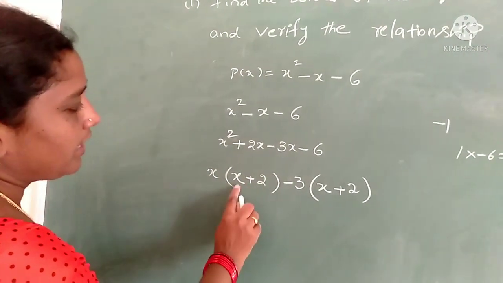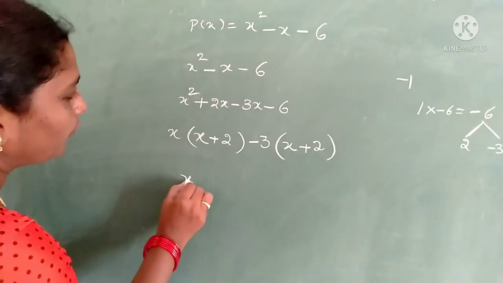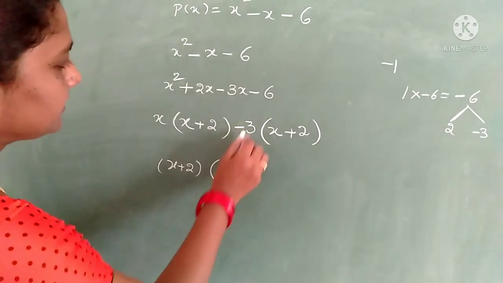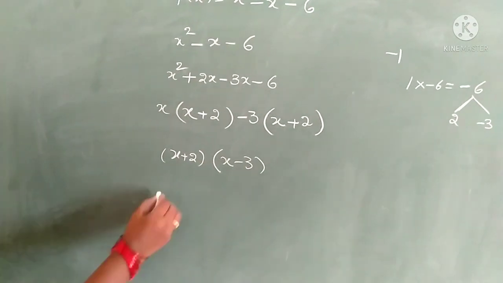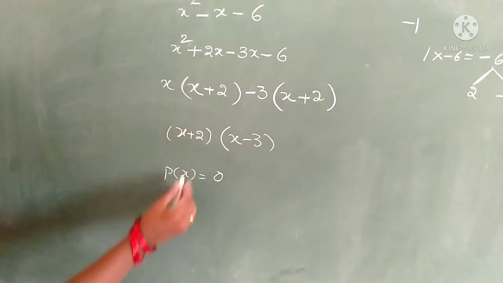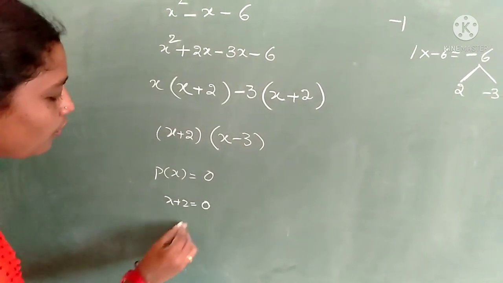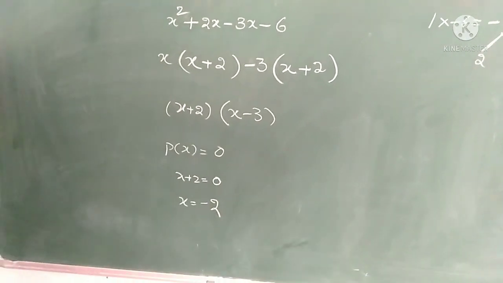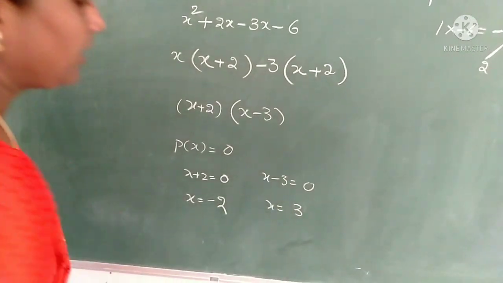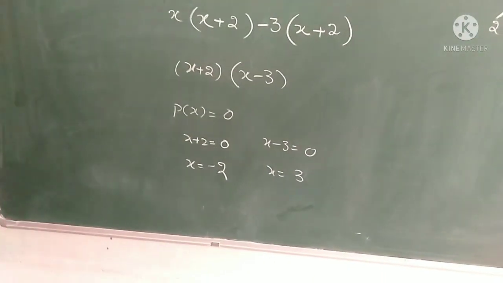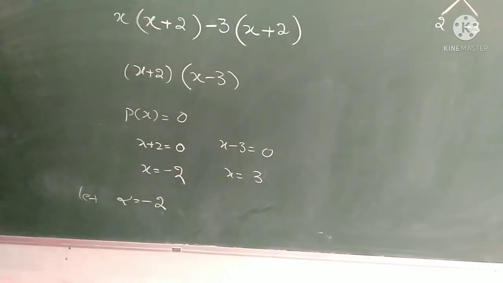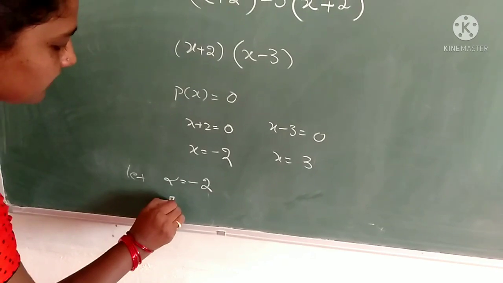Next, the common value is x plus 2. So we get the common factor x plus 2, and the remaining factor is x minus 3. Next, p of x equals 0. So we put x plus 2 equal to 0, giving x equal to minus 2, and x minus 3 equal to 0, giving x equal to 3. Next, let the first zero be alpha and the second zero be beta.